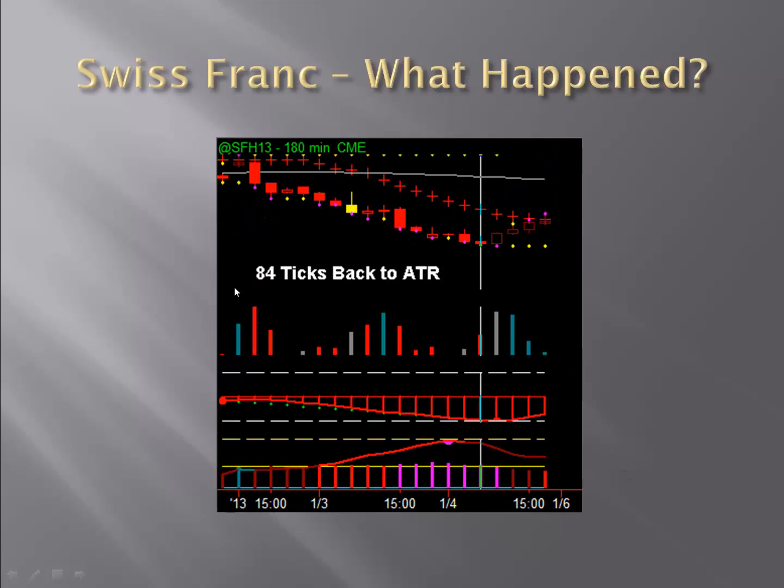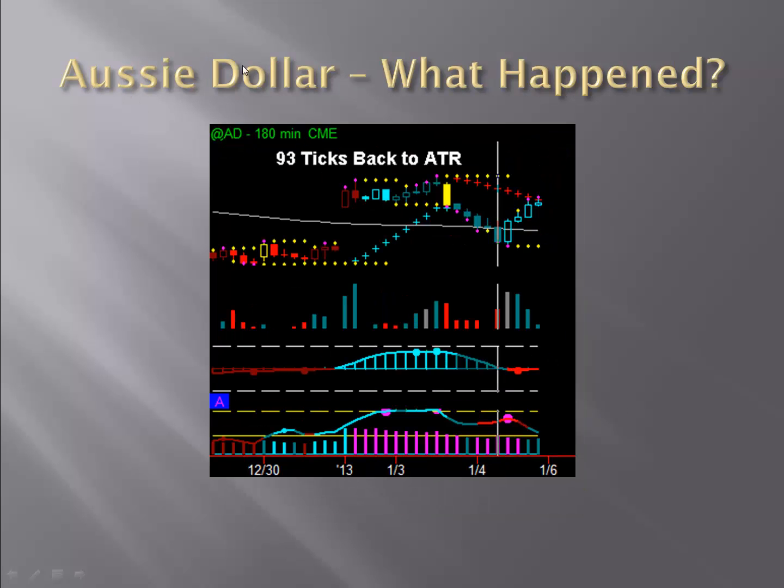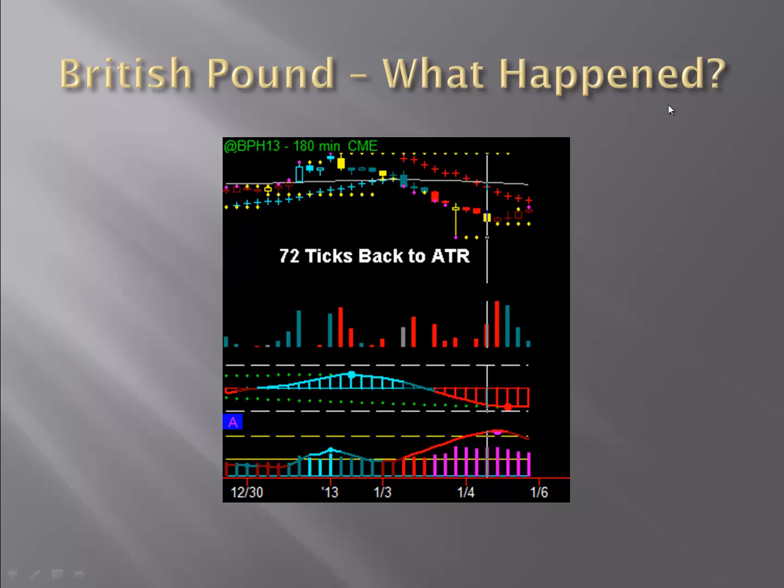On the Swiss franc, 84 ticks back to the ATR. Again, this is where your peak started to come in, and then you actually got confirmation of it on this bar, pulls back 84 ticks. On the Aussie dollar, what happened? As you can see, the peak formed over here, actually occurred on this bar, and it resulted in a 93 tick move back to the ATR. On the British pound, Magenta Peak came in, pulls back to the ATR.